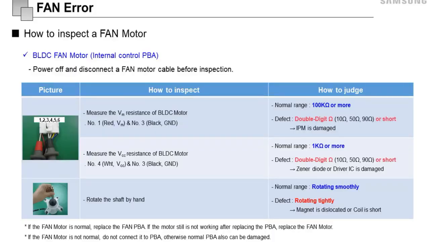The following is about a BLDC fan motor with internal control PBA. You should turn off the power before inspection, and then disconnect the connector of the fan motor. It has only one connector for power supply. And you can check whether it is normal by measuring resistance between the two cables. See the screen for the measurement points and normal range. In addition, you can also find whether the motor has a defect or not by manually rotating it.